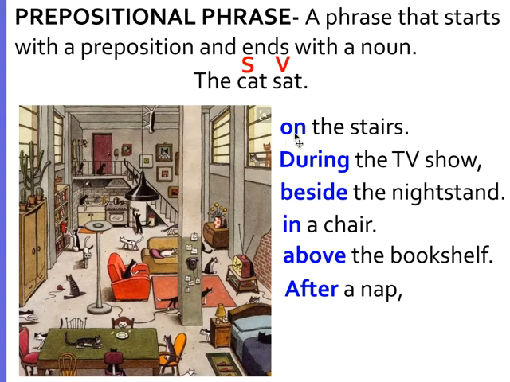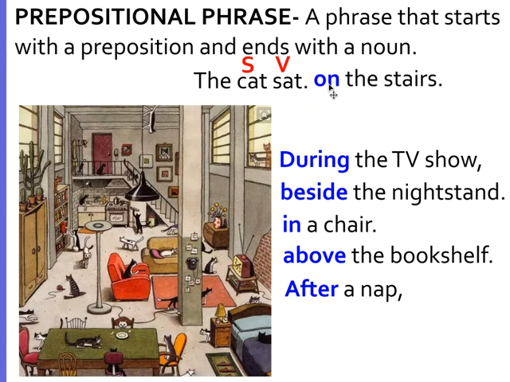So let's see if I can add these prepositional phrases to my base sentence, or my base clause. The cat sat on the stairs. Right, here's my cat sitting on the stairs. The cat sat on the stairs. On is my preposition, and on the stairs is my prepositional phrase.